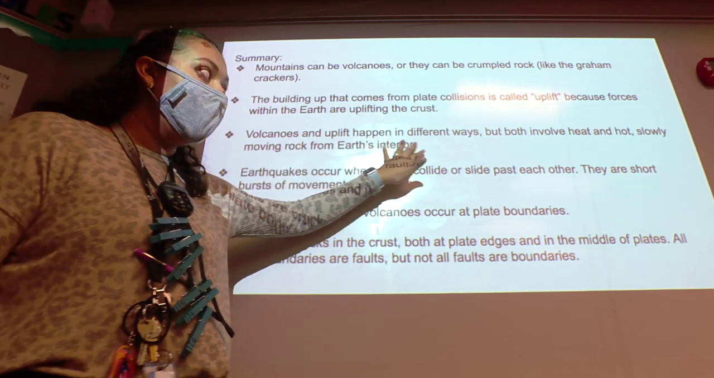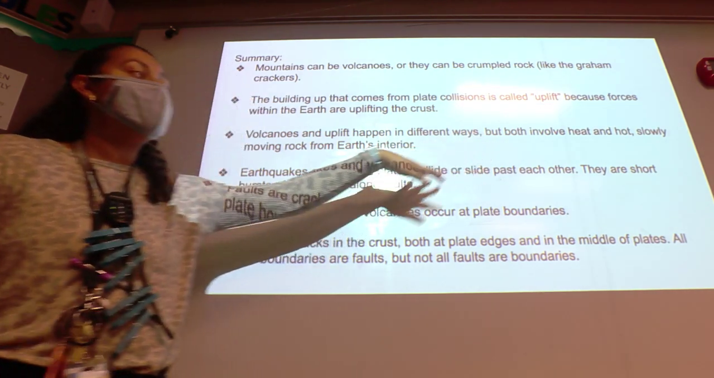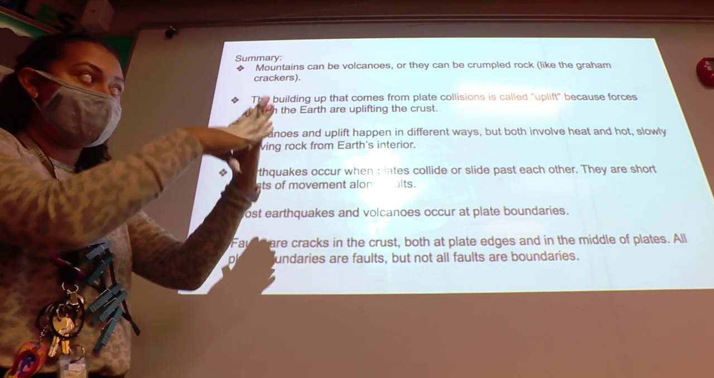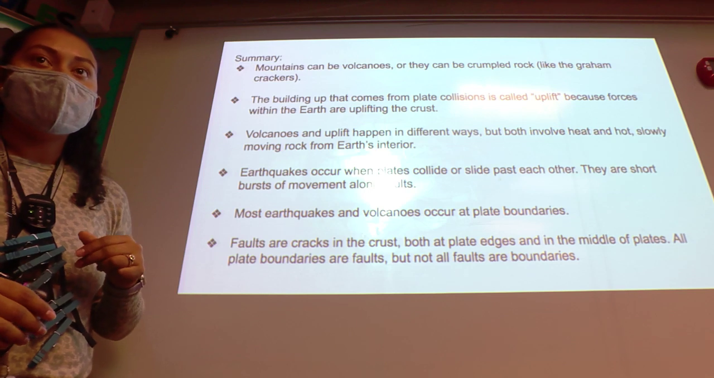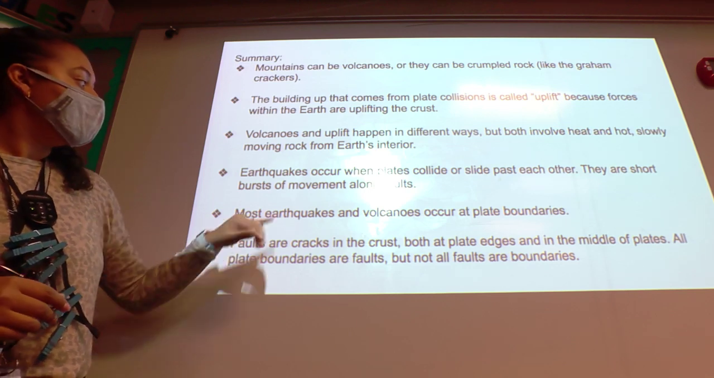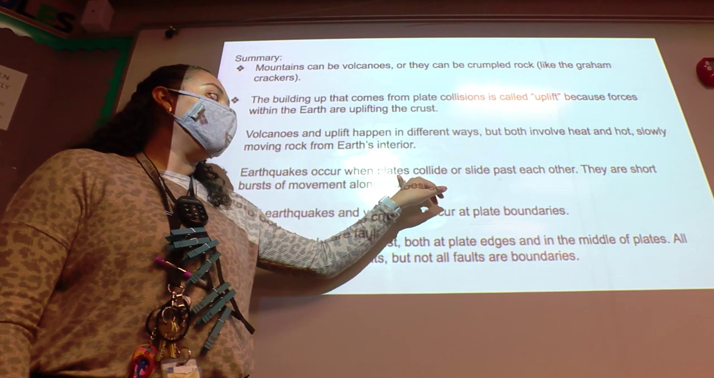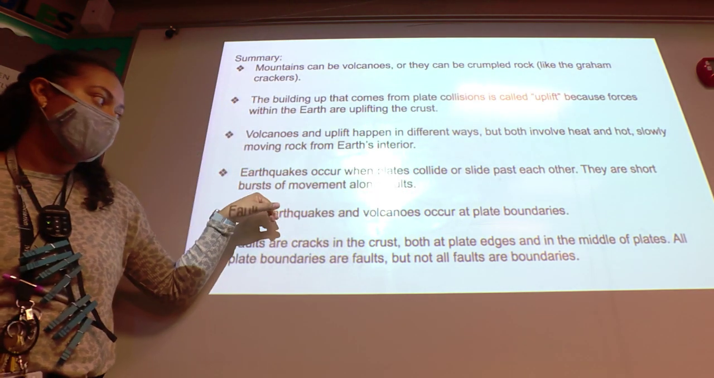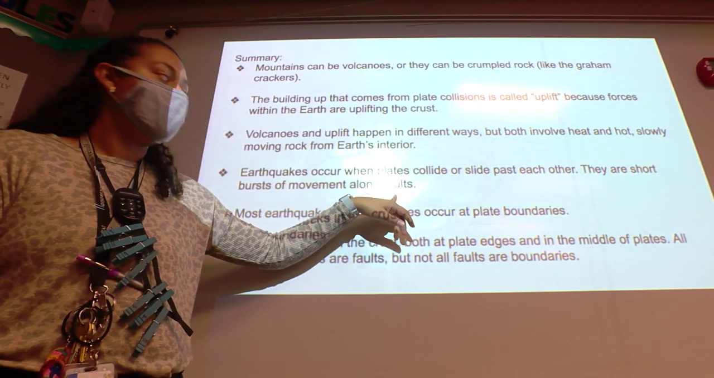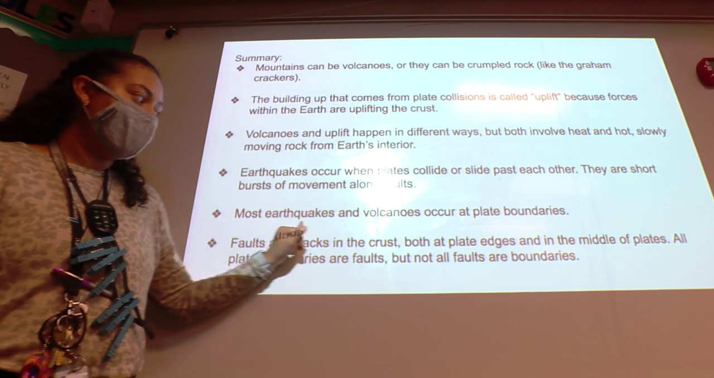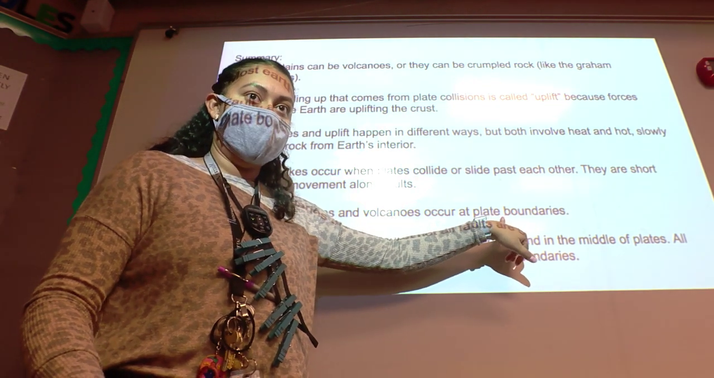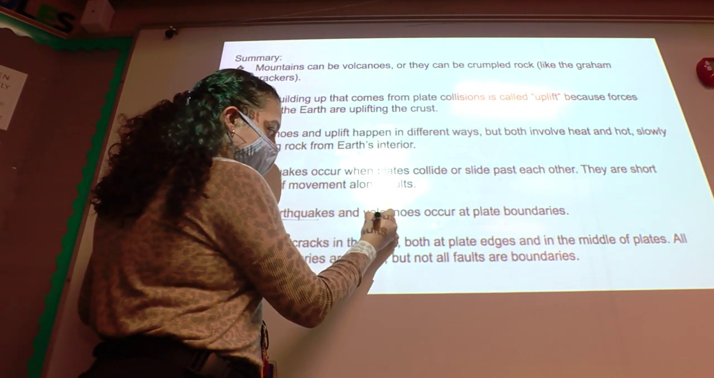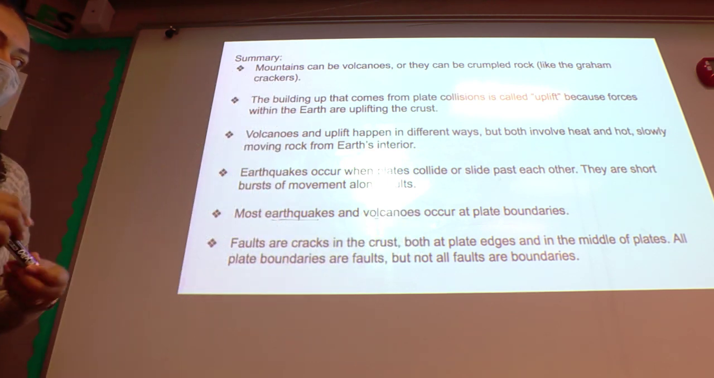Volcanoes and uplift happen in different ways, but both involve heat and hot, slowly moving rock of the Earth's interior that causes the uplift on Earth's crust, okay? Earthquakes can occur when plates collide or slide past each other. They are short bursts of movement along faults. So earthquakes and volcanoes occur at plate boundaries. Remember these two things. Earthquakes and volcanoes occur at plate boundaries.